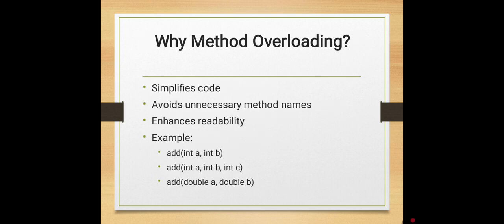Why do we need method overloading? Method overloading simplifies the code, it avoids unnecessary method names, and it also enhances program readability. For example, instead of using different names like add2, add3, we can use the same name add with different parameters. This makes the program easy to understand and maintain.